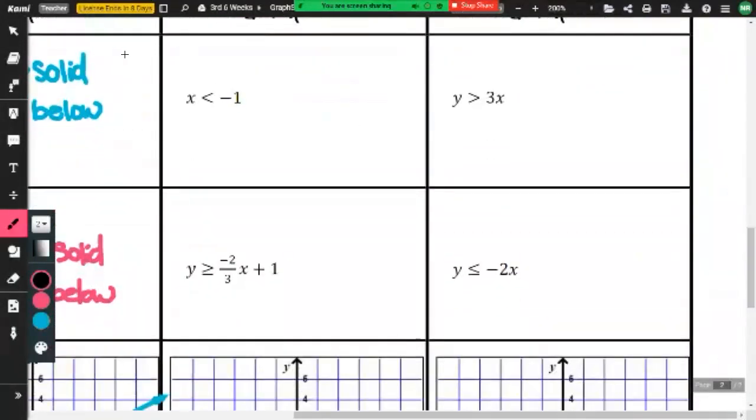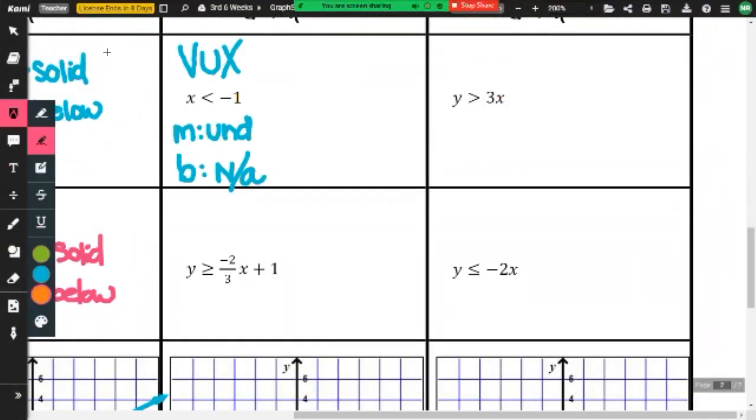Next one, we have x. There is no y, so you should be thinking buck. Now, the slope of a vertical line, we went over it, is undefined. And the y-intercept, because a vertical line is parallel to your y-axis, it doesn't cross, so there is no y-intercept. The name of this inequality is less than. Less than lets me know that we're going to be shading below.